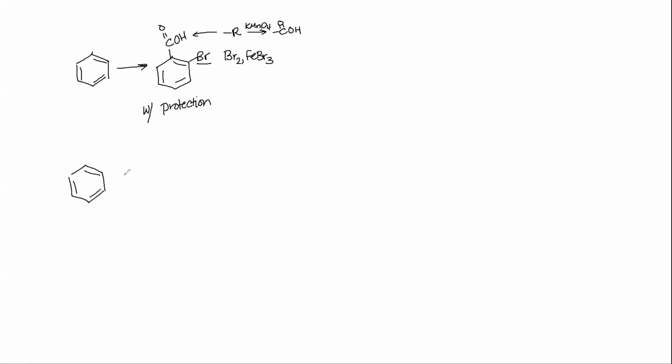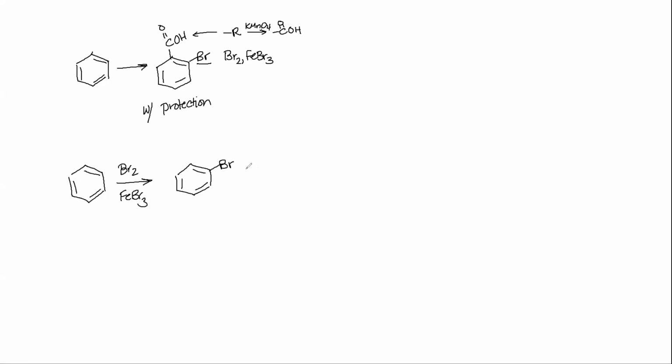So which group do you want to add first? The alkyl group or the bromine? Bromine. We can add the bromine first. Okay. So if we add the bromine first, let's put it in the same position that it's going to end up in. So let's just put it here. Okay.